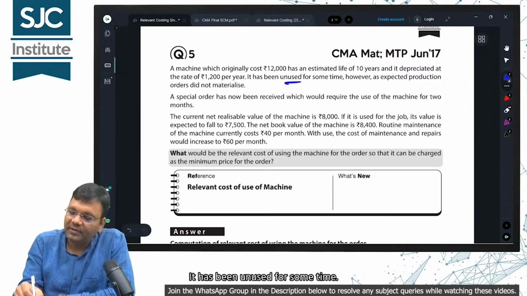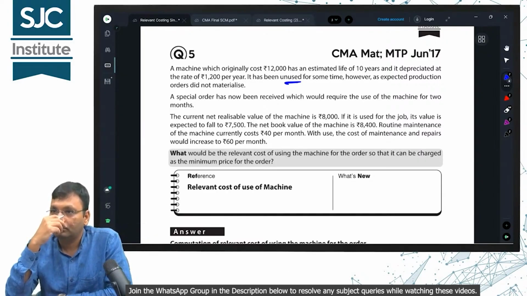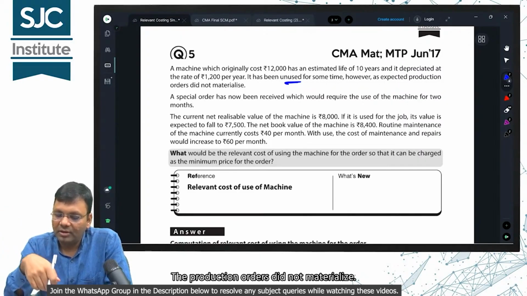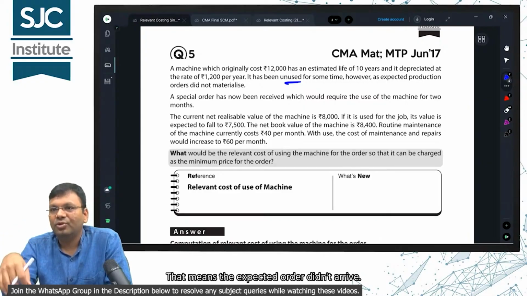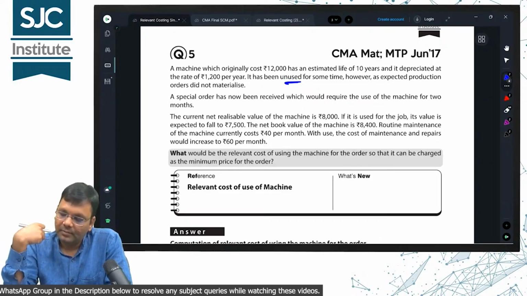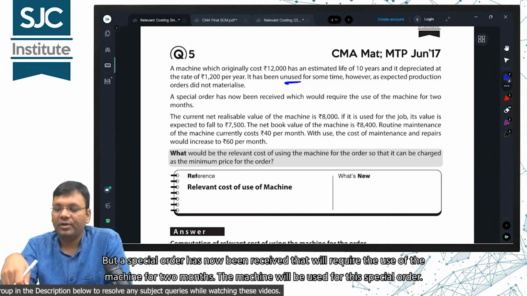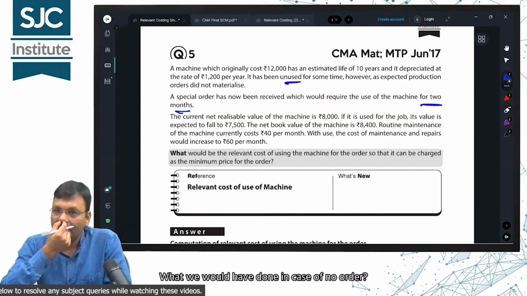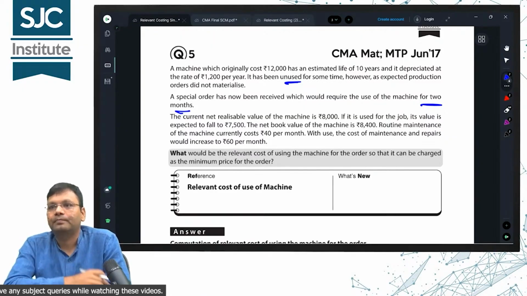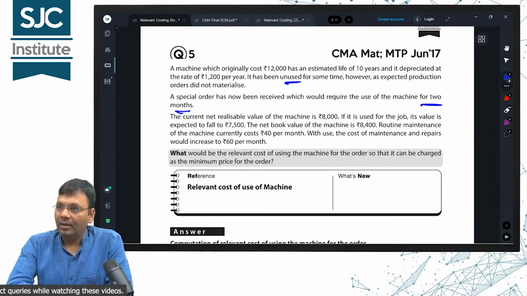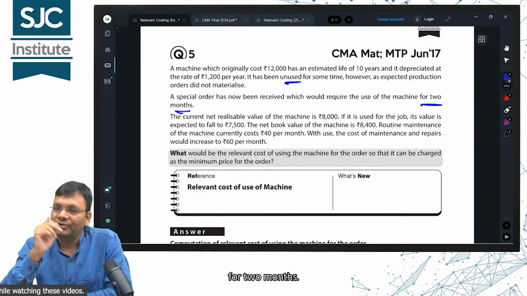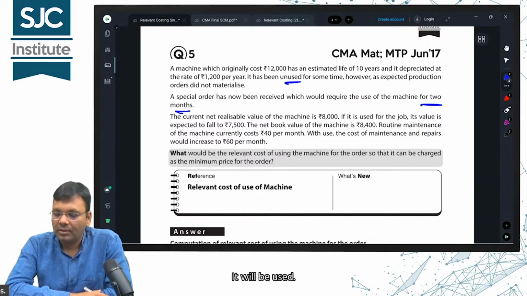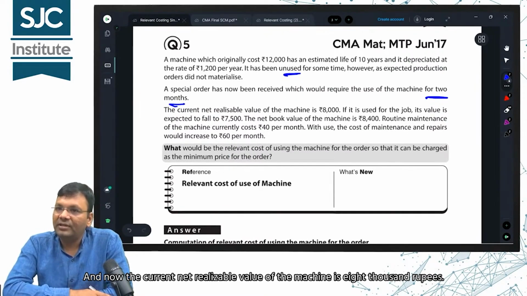It has been unused for some time. It means it's kept idle. It is in possession and idle. However, as expected, the production orders did not materialize. That means the expected order didn't arrive. But a special order has now been received that will require the use of the machine for 2 months. The machine will be used for this special order. What we would have done in case of no order: sold it. Okay? If order is received, the machine will be used for 2 months. In case of order, what will happen to the machine? It will be used. And now the current net realizable value of the machine is 8,000 rupees.